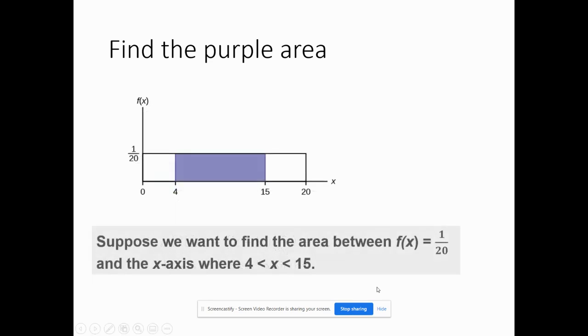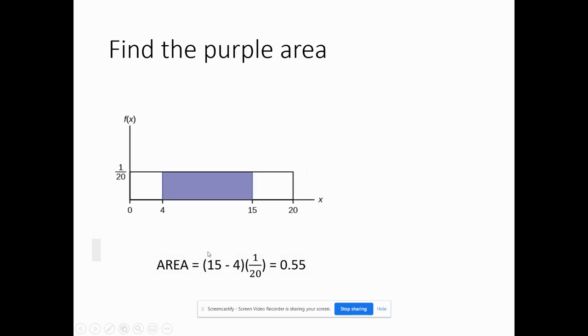Okay. So suppose we want to find the area between f of x, 1 over 20, and the x-axis where 4 is less than x is less than 15. Same thing. 15 minus 4 times 1 over 20 gives me 0.55. So the area for this little rectangle in purple is 0.55.